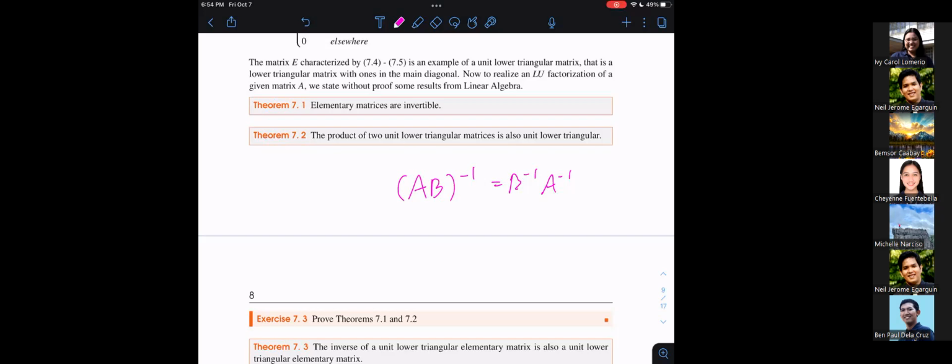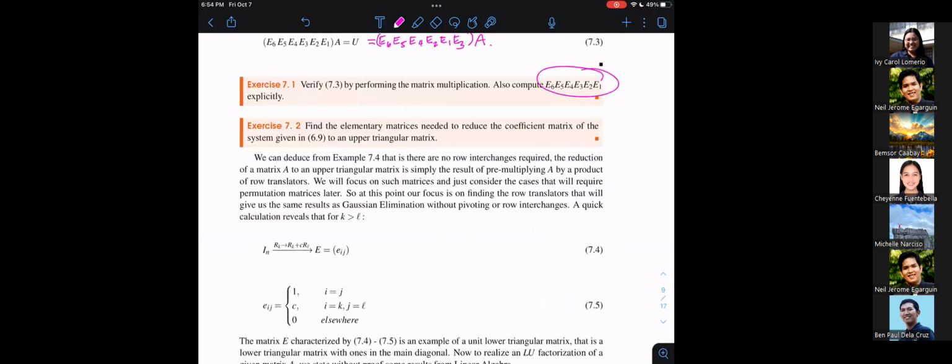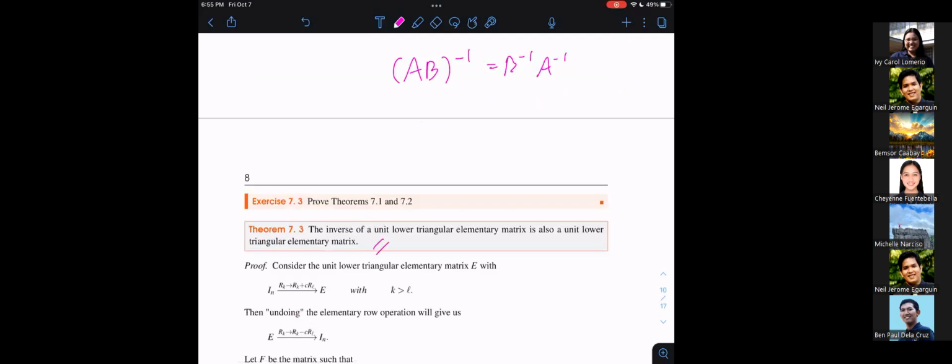Pero ito yung mga importanteng theorems para ma-establish ko yung factorization. Ano? So elementary matrices are invertible. We can write a proof for it. Theorem 7.2, the product of two unit lower triangular matrices is also unit lower triangular. And this is usually after we have established that this product is a unit lower triangular elementary matrix. Ang haba ng kanyang pangalan. And then para magamit ko tong huli, the inverse of a unit lower triangular elementary matrix is also a unit lower triangular elementary matrix. Okay?